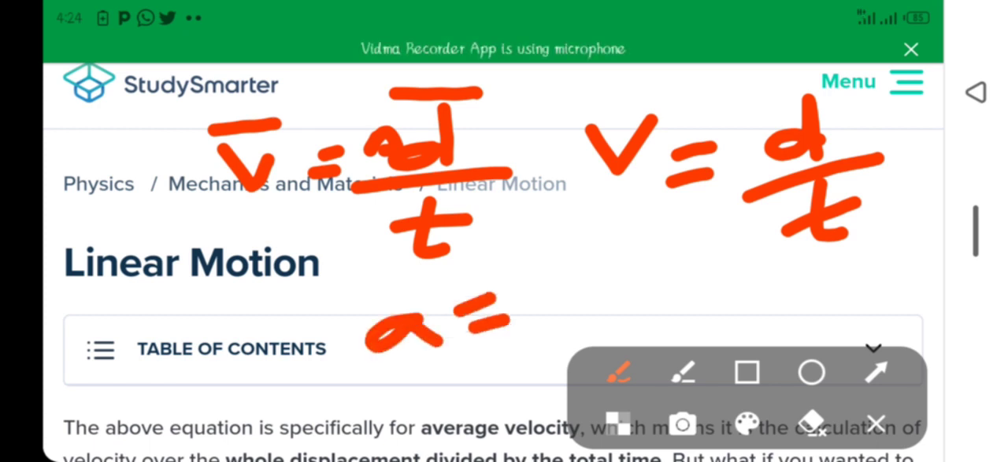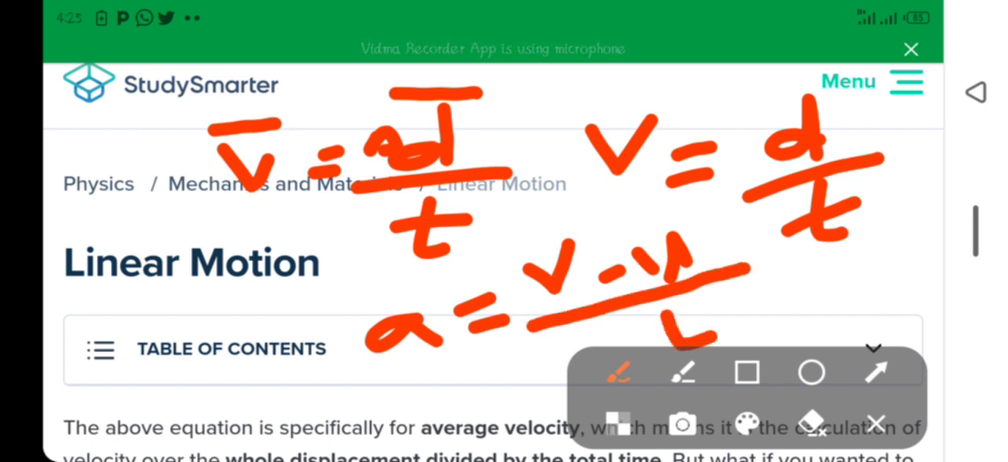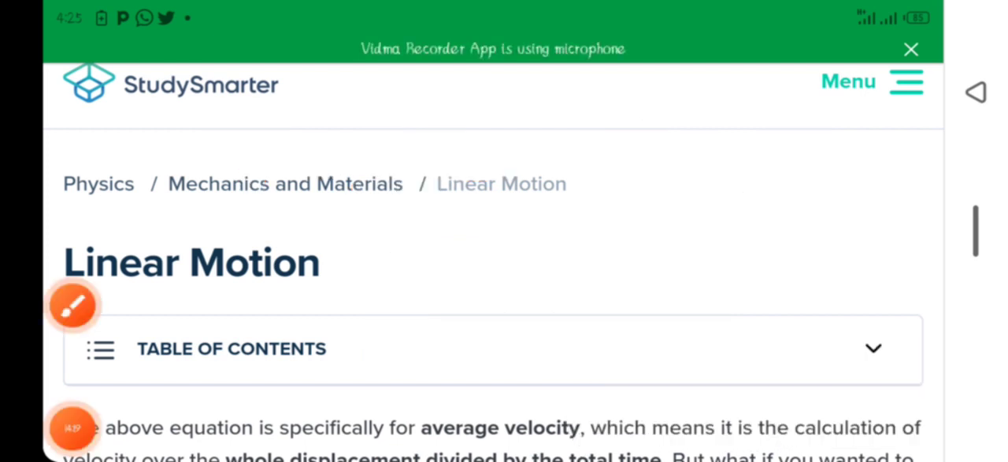Why for your acceleration? Acceleration is what? V minus U. Now the V here is the final velocity. The U here is the initial velocity. Everything divided by what? By your time, change in time. So these are the formulas that you use to calculate your velocity, your speed, and your acceleration. Okay, I think we're done with that. So now let's go further to specify in linear motion.